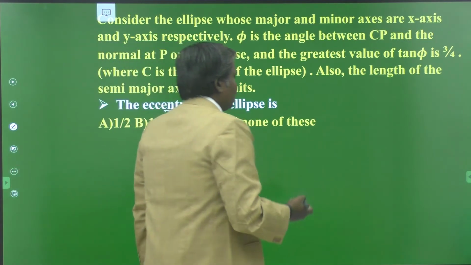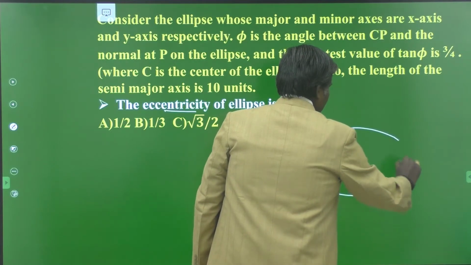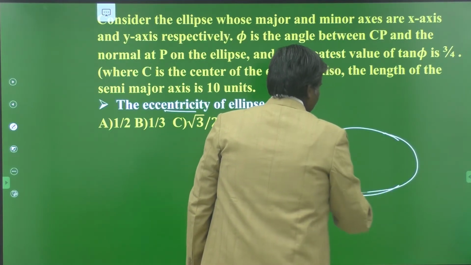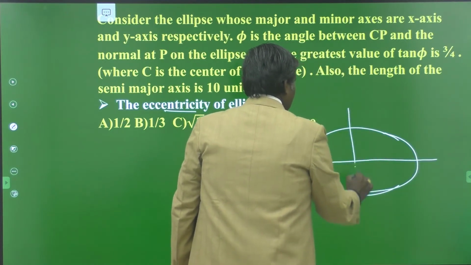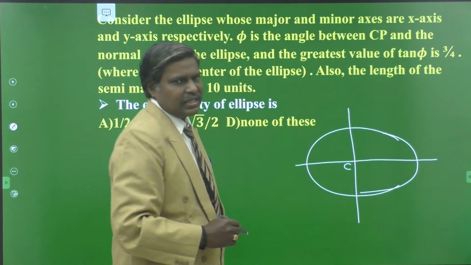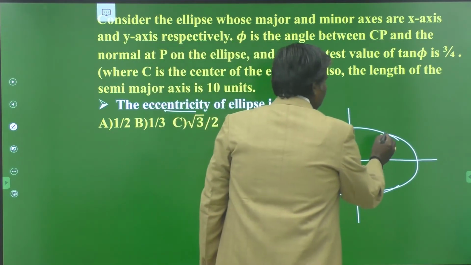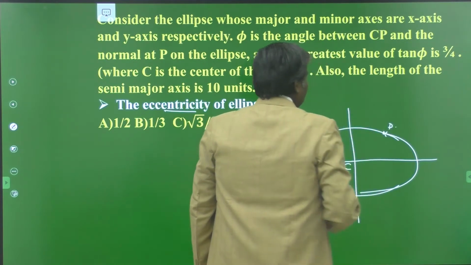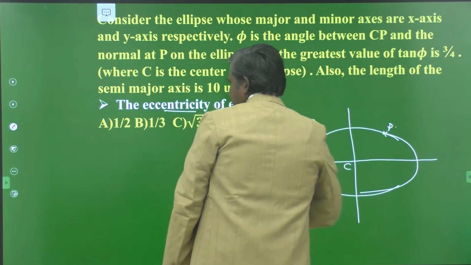So let us try to draw the figure for the given paragraph. This is your ellipse. Its major axis is along x-axis, minor axis along y-axis. Its point of intersection is the center, given as C. Let P be any point on the ellipse. Now join CP.